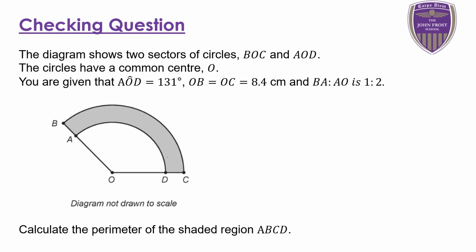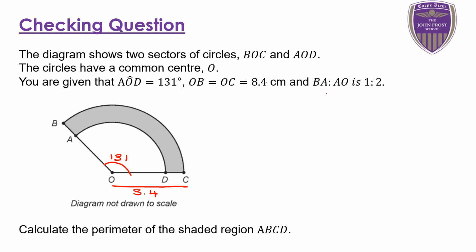So the diagram shows 2 sectors of circles, BOC and AOD. The circles have a common center of O. You are given that angle AOD is 131 degrees. So let's put 131 in there. AOB is equal to OC. So these two lines are equal, OB to OC, and they are equal to 8.4 centimeters. So let's put that there.